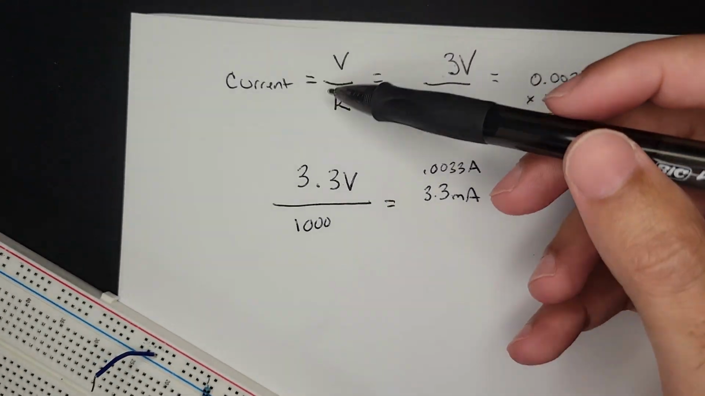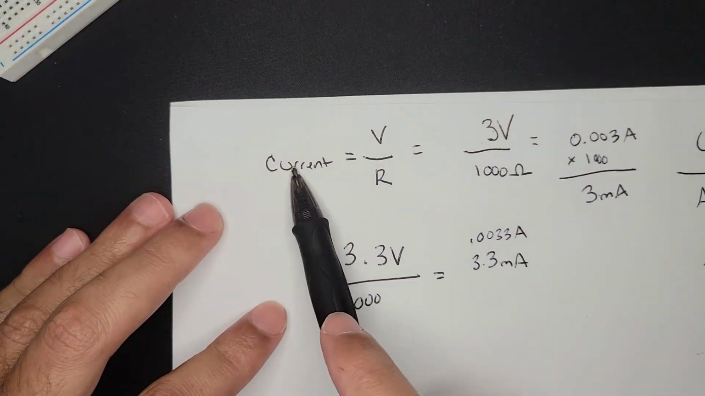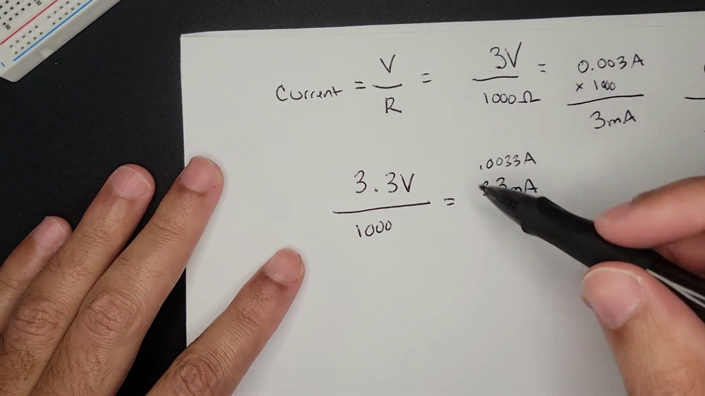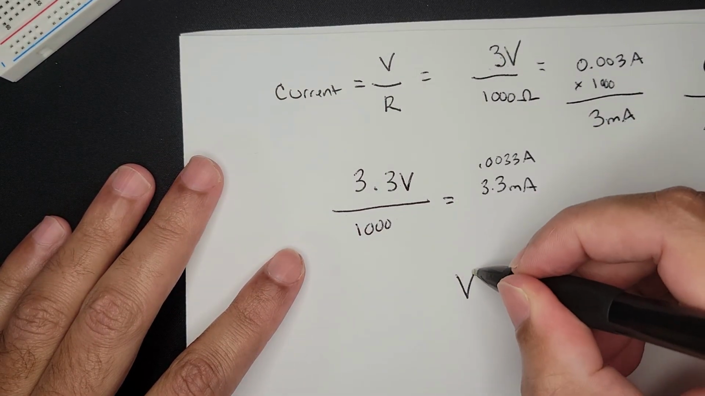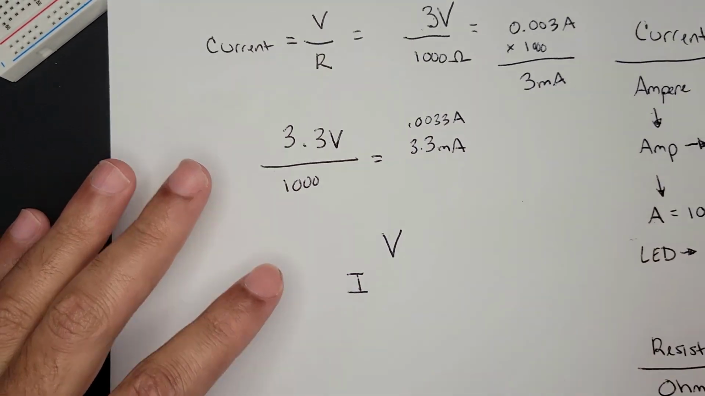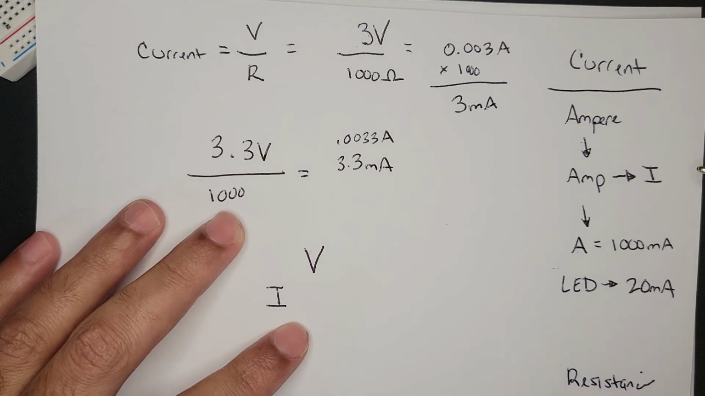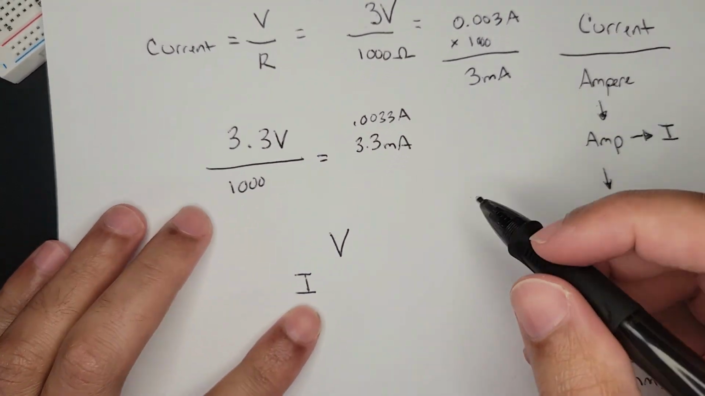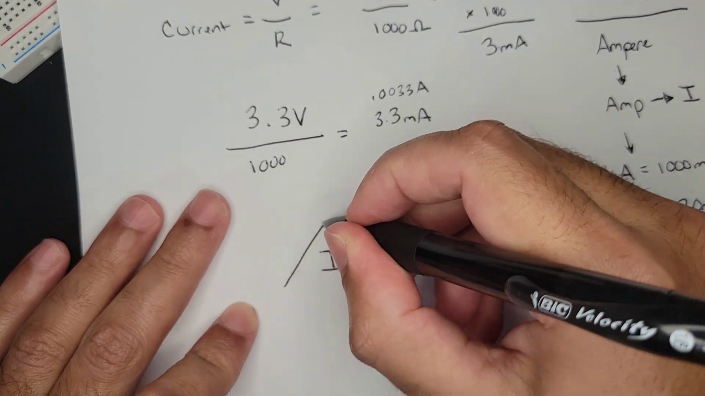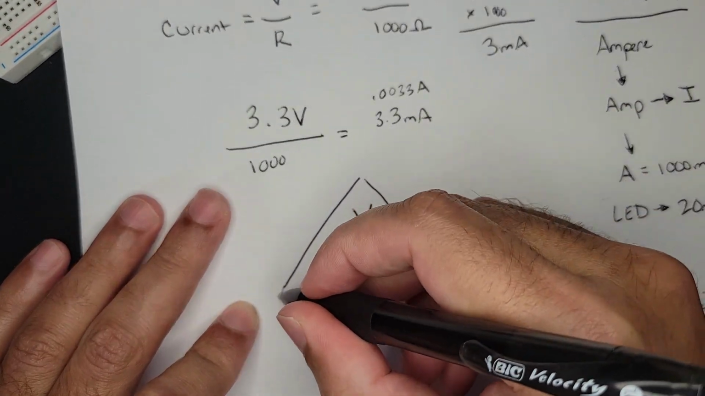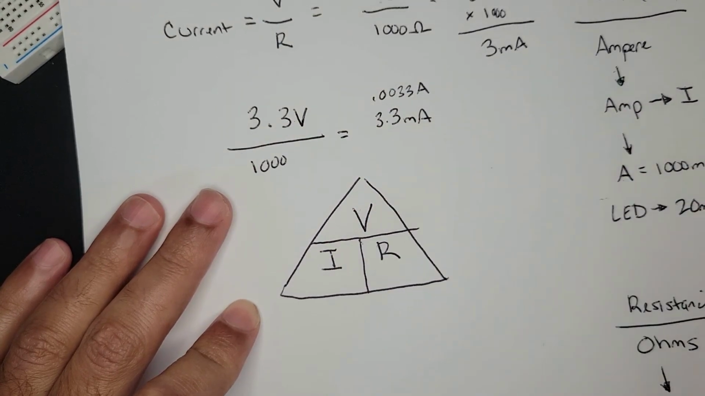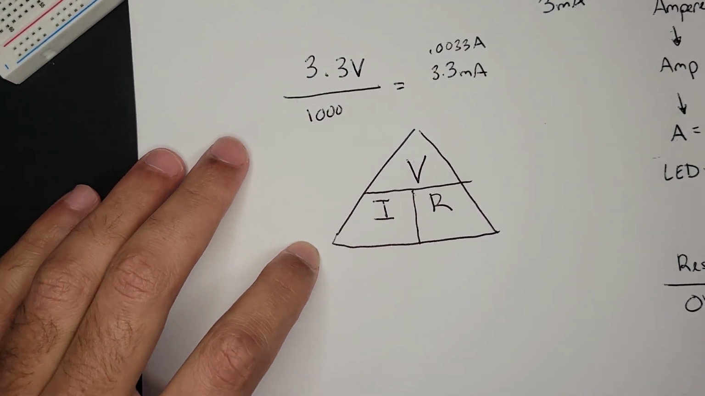So we see that when we know 2 of these, we can figure out the third one. So it makes sort of a triangle. The V goes at the top, and I'm going to say I because that's the abbreviation for current. I don't know why it's not C, but whatever. And then we have resistance. And this makes kind of an Ohm's triangle. And it makes it really, really convenient for us to figure stuff out.